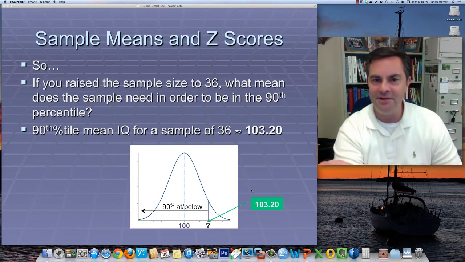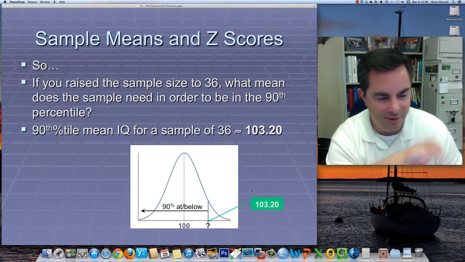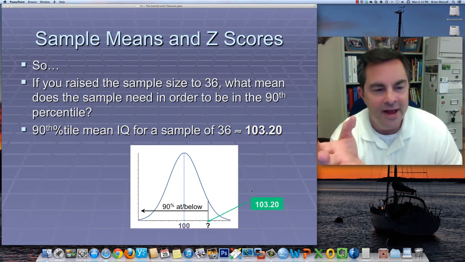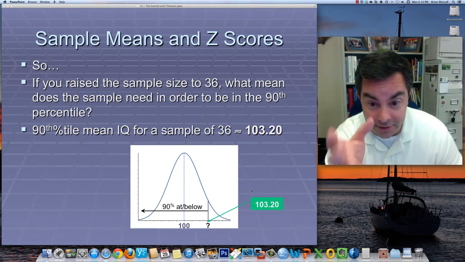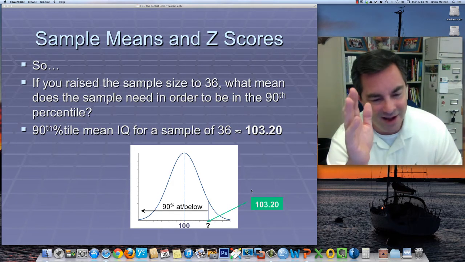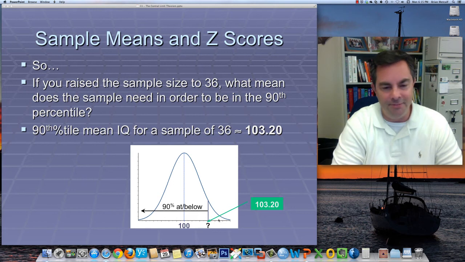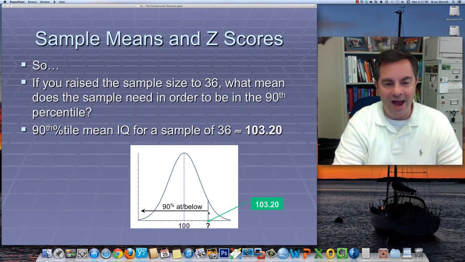All right, let's think about that for a second. If you get 36 people now, a good-sized class, a big class, 36 students in a class, and they wound up collectively having a mean of 103.2, that's getting up there. That's not rare yet. There's 10% above them. So our definition of rare is, they need to be up there so that it's 5% or less. But they're getting up there. 90% are at or below them.